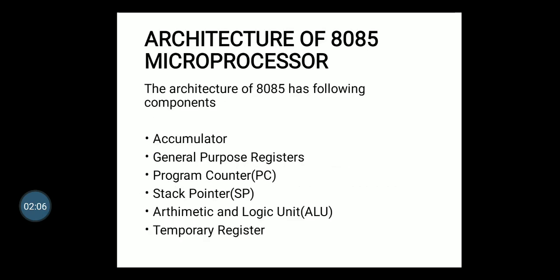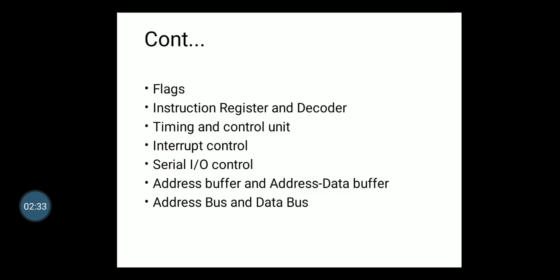Next one is the architecture of 8085 microprocessor. The architecture of 8085 microprocessor includes the following components. One is the accumulator, general purpose register, program counter, stack pointer, arithmetic and logic unit, temporary register, flags, instruction register and decoder. Also it has timing and control unit, interrupt control, serial IO control, address buffer, address data buffer, address bus and data bus.